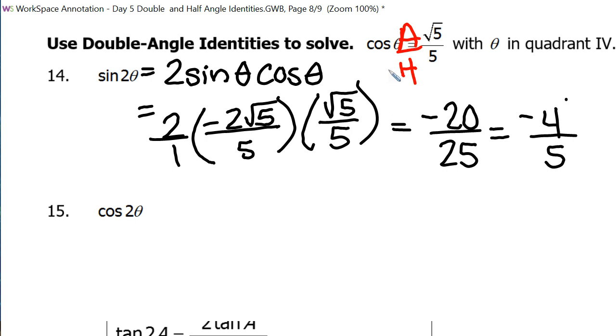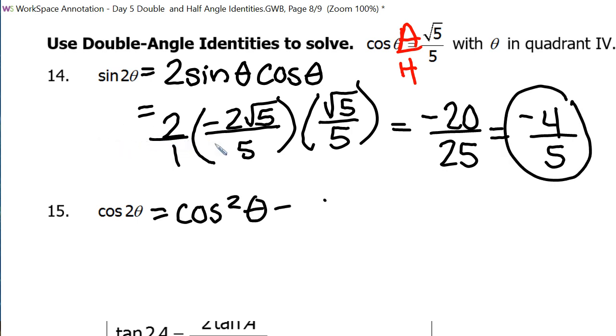And number 15, cosine of 2 theta. Now this one, we have 3 formulas. We could do any of those 3. Which ones do we want to do? First, second, or third? First. So cosine squared theta minus sine squared theta. It doesn't matter which one you choose, you'll get the same answer in the end.